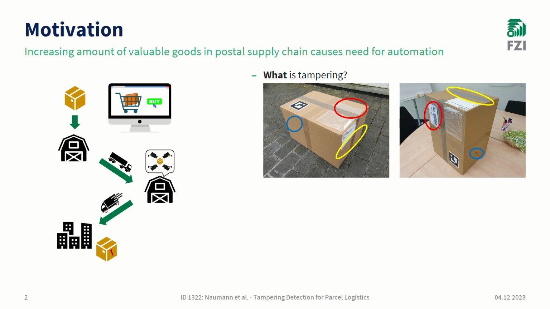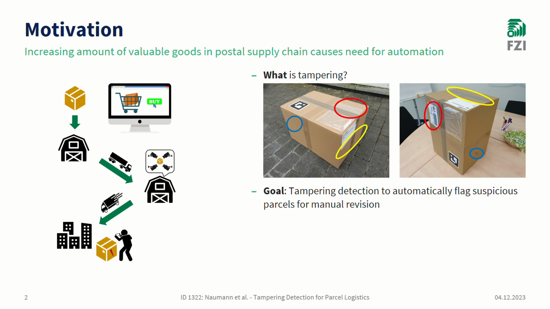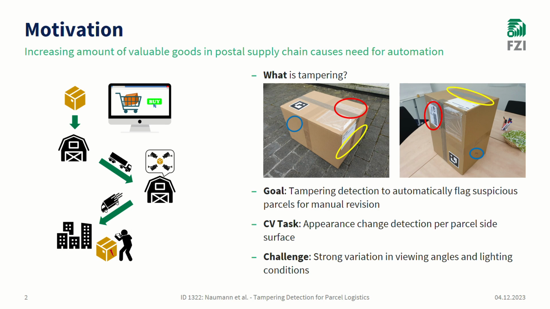Now, to detect such signs of tampering, we assume that we have a controlled environment within the warehouses, where multi-camera setups are feasible. During the last mile delivery, only cell phone cameras are available. The goal is then to use this visual information to automatically flag suspicious parcels for manual revision. This corresponds to the computer vision task of appearance change detection, which we tackle on a per parcel side surface basis within this work. This task is challenging due to the strong variation in viewing angles and lighting conditions.